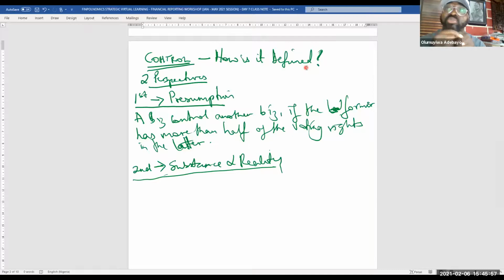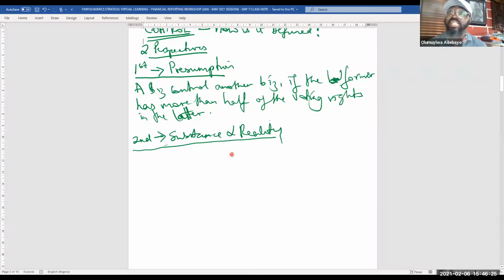Now, this is what we rely on during the days of the old standard, where emphasis was made on having more than half of the voting rights, which means once we have a stake in the shares of more than 50%, we say we have control. But evidence has shown that that may not necessarily be so, which we are going to see as we move on. But substantially, in today's world, control is based on you having these three in place.